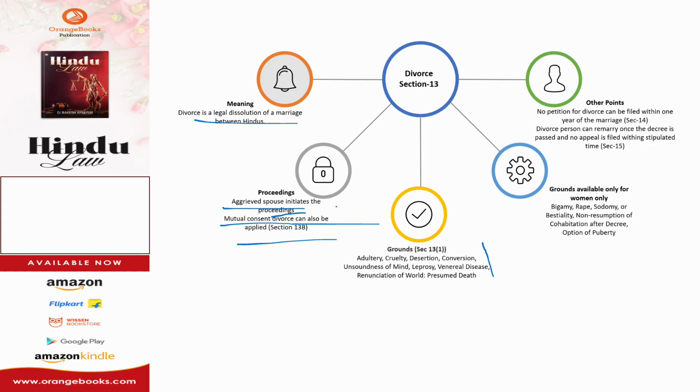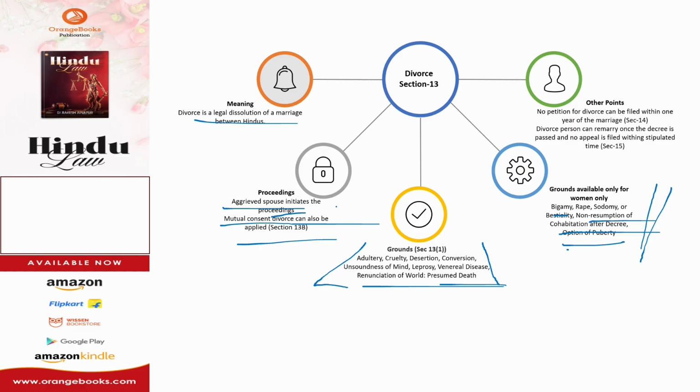And the grounds for this are adultery, cruelty, desertion, conversion, unsoundness of mind, leprosy, venereal disease, renunciation of the world, presumed death. All these are the grounds for seeking divorce. And these are the grounds which are available only for women, like bigamy, rape, non-resumption of cohabitation after decree, and option of puberty. Those things are available only for women.